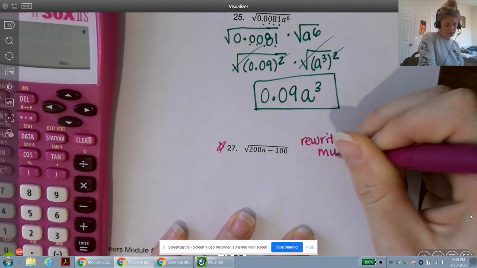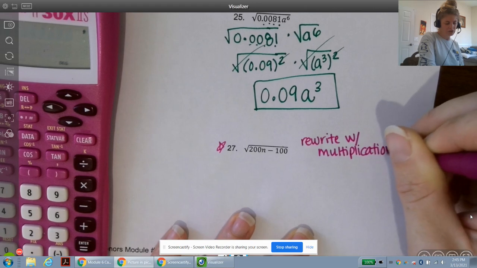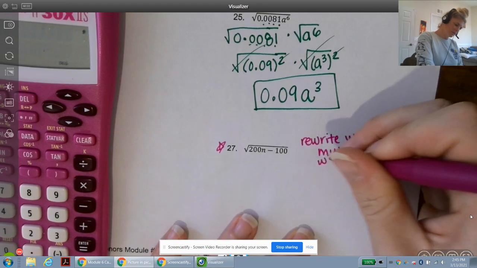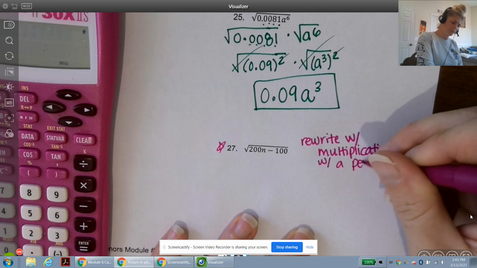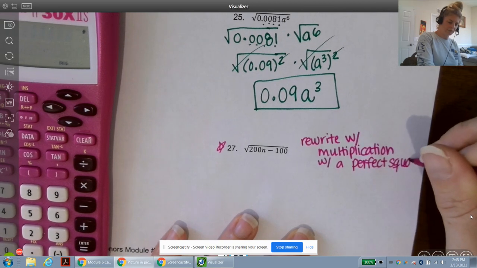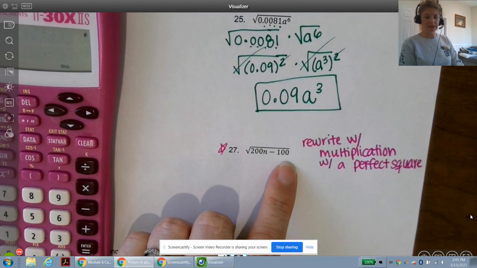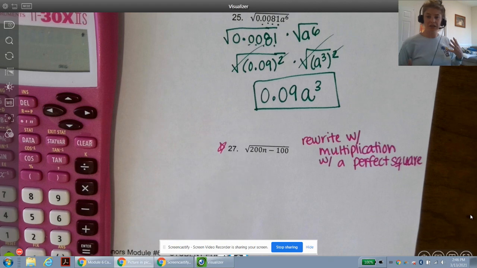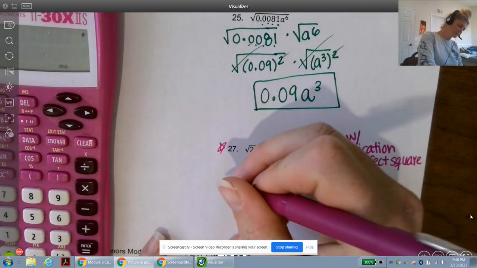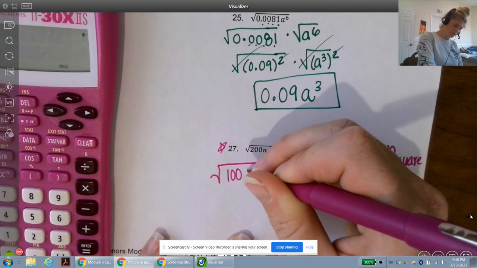Rewrite with multiplication. And hopefully we can rewrite multiplication, hoping with a perfect square. Woo, perfect square. The stars are aligning. So if we take a look at 200n minus 100, is there a perfect square that goes into both of those terms? Indeed, there is.